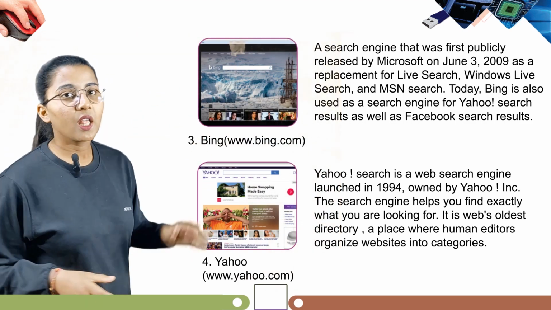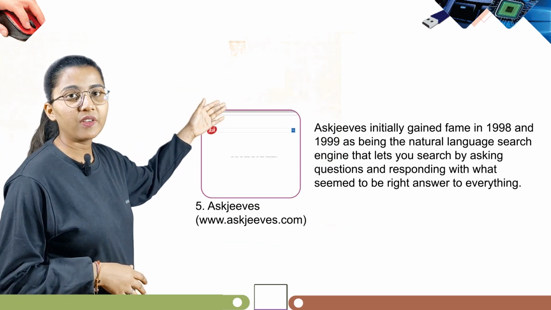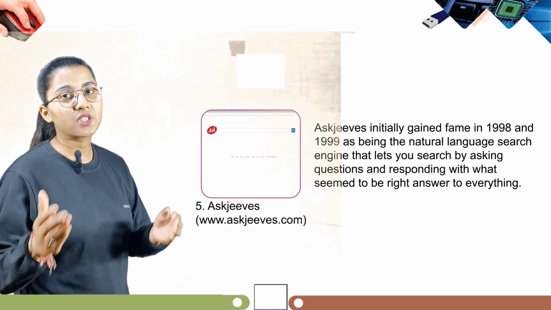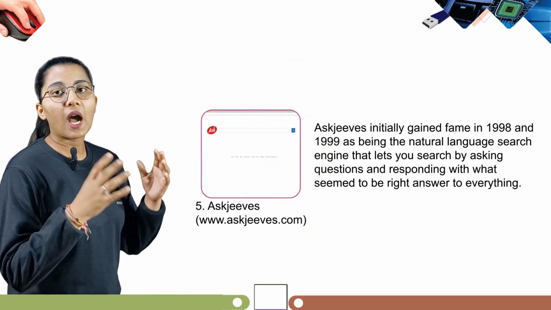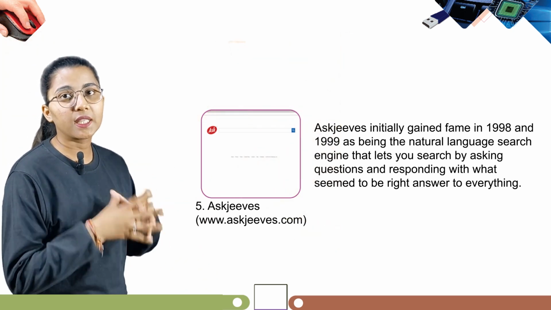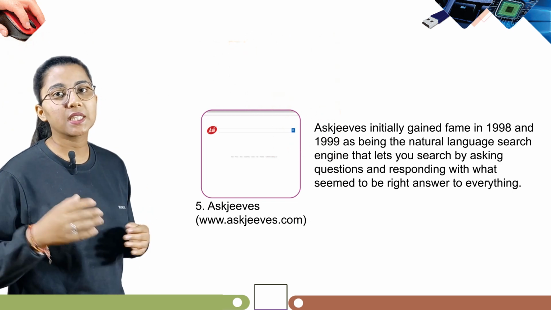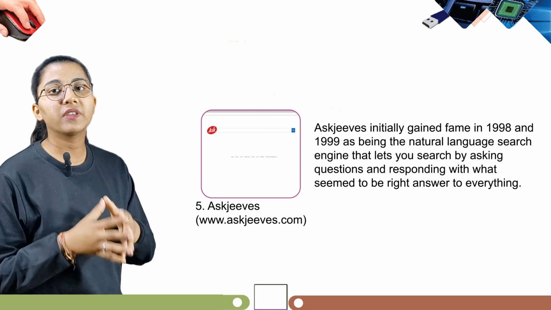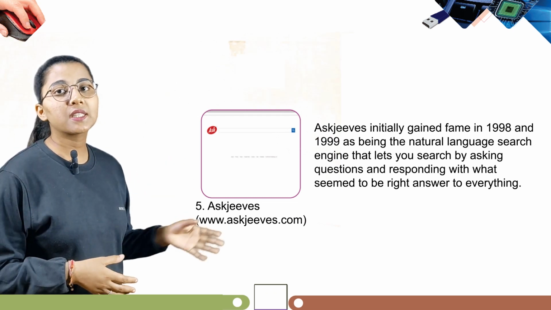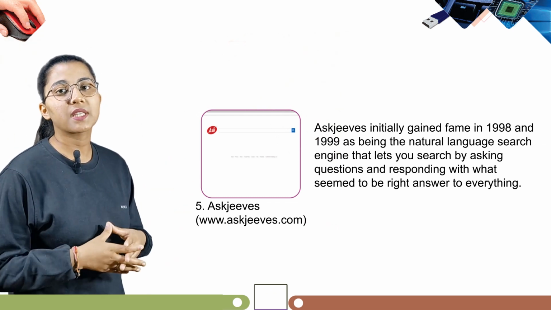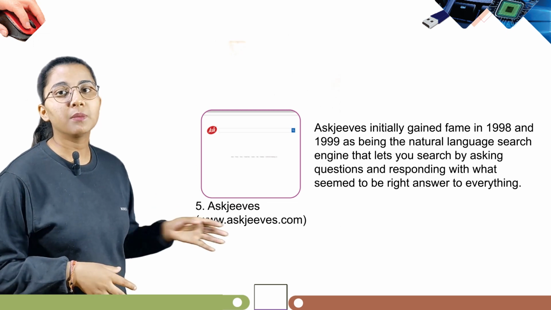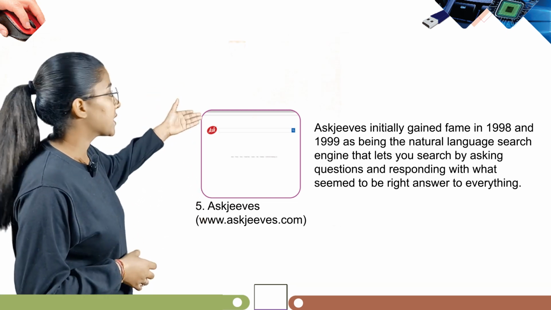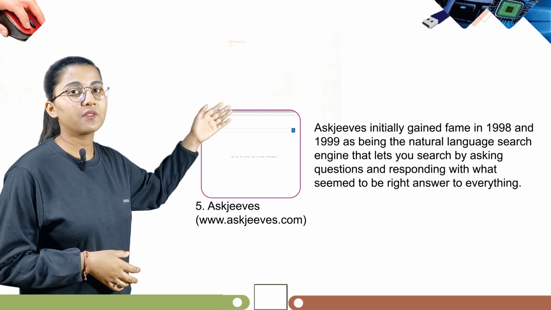Now students, fifth we have Ask Jeeves, that is www.askjeeves.com. Ask Jeeves initially gained fame in 1998 and 1999 as being the natural language search engine that lets you search by asking questions and responding with what seemed to be the right answer to everything. And students, here you can see the interface of askjeeves.com.